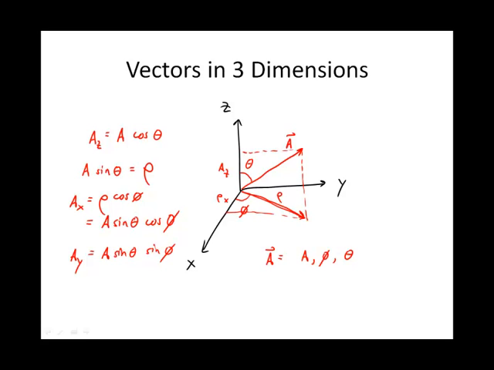In cylindrical coordinates, instead of worrying about theta, I'm going to worry about a rho, a phi, and a z, because all I care about is this rho as far as the xy plane goes, and then there's going to be some z component here.